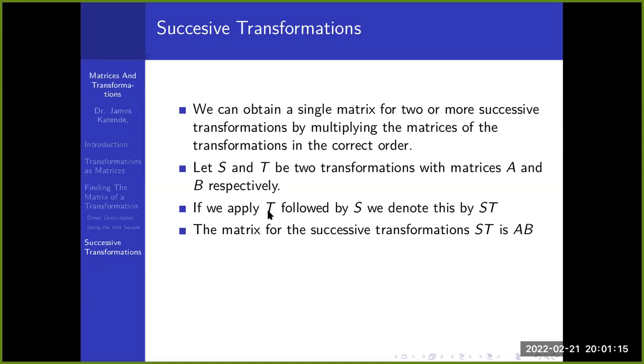So when you're doing the matrix multiplication, the matrix that represents the first transformation will be last in the order, and the matrix that represents the second transformation will be first. So the order is reversed. But I think that makes sense. Any questions?